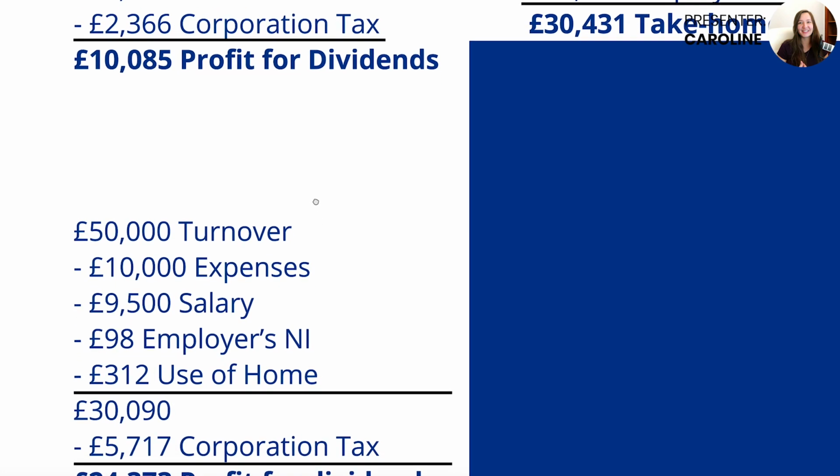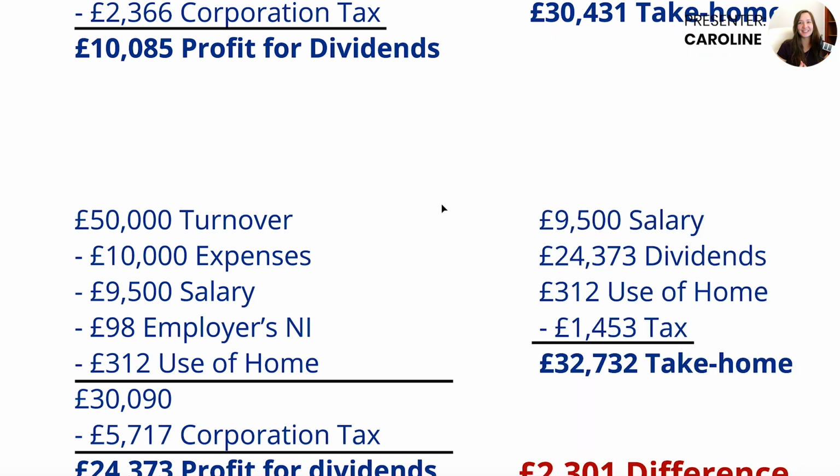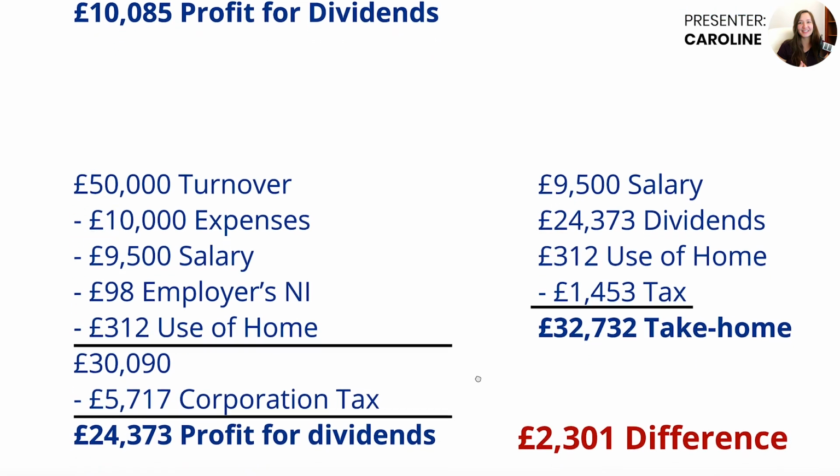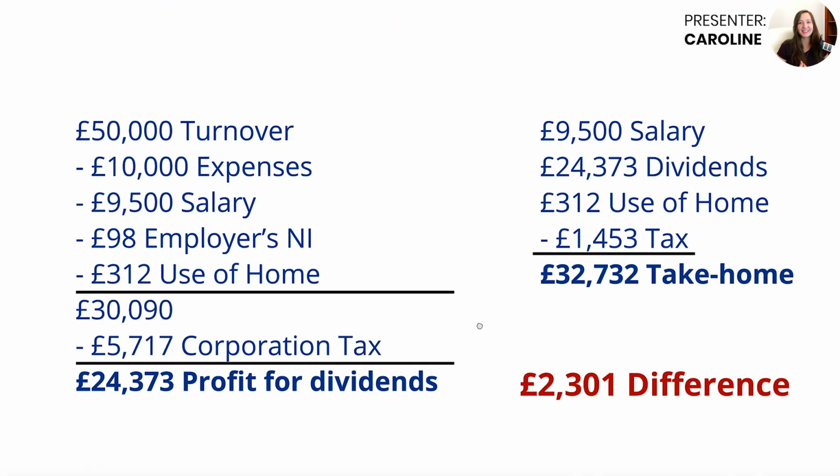And I would try to slide this up without cutting off the figures. So the previous ones were here on the left, and we've got the £24,373 profit for dividends, just like before, and also the same exact calculation from before. So you can see here that the actual difference in take-home pay by running that higher salary is £2,300 for the year.